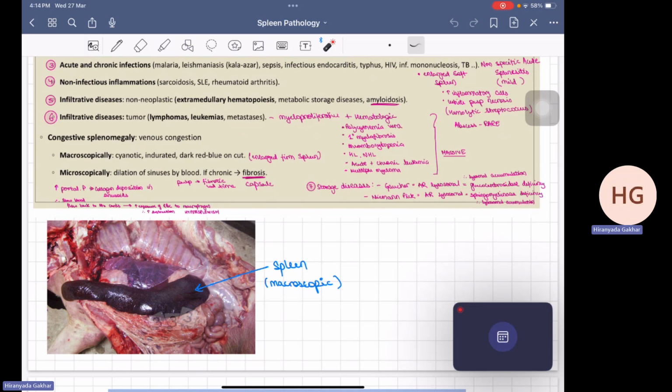Microscopically, not that important, but there is dilation of the sinuses due to the pooling of blood. And in the case if it's chronic, there is fibrosis of the capsule. So the capsule surrounding the spleen is fibrosed.